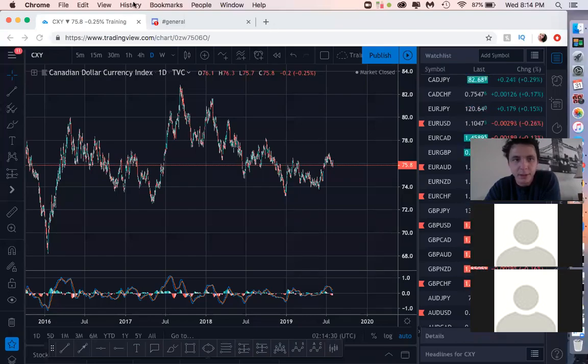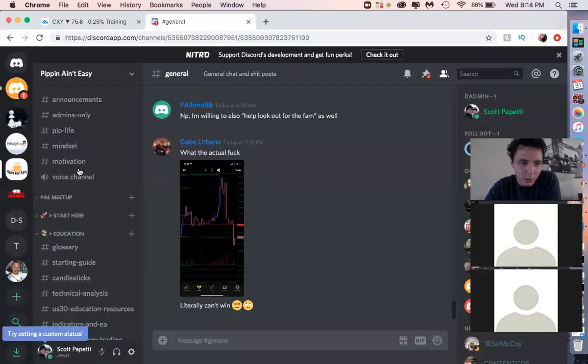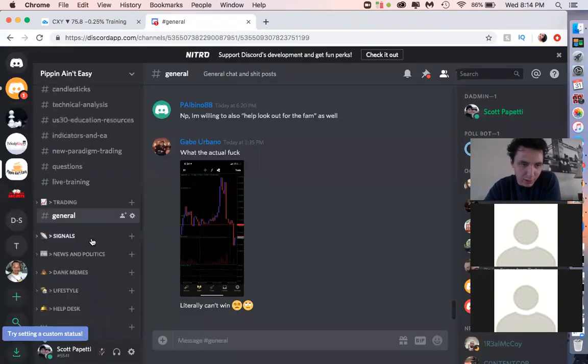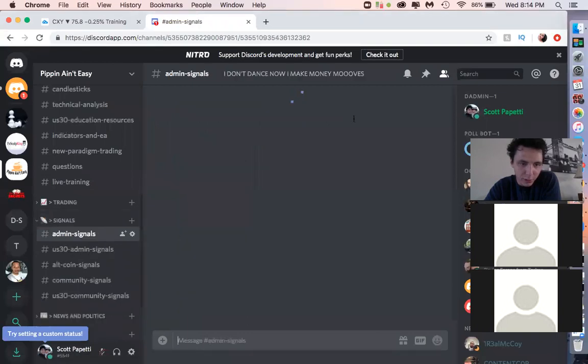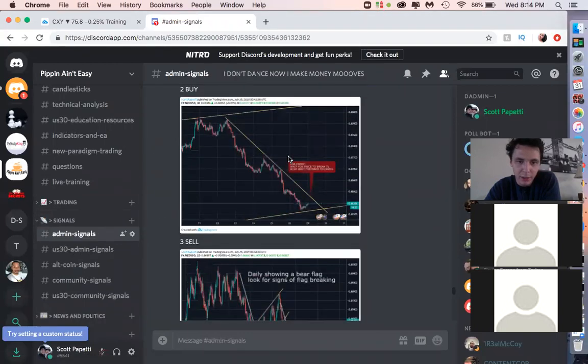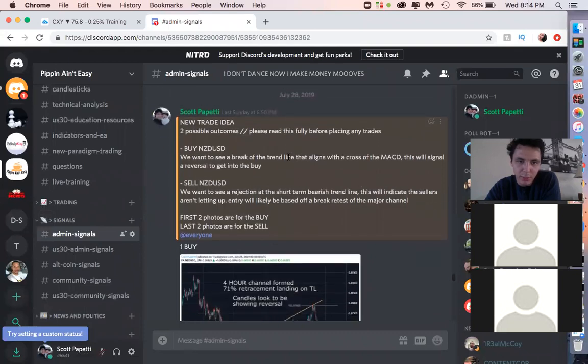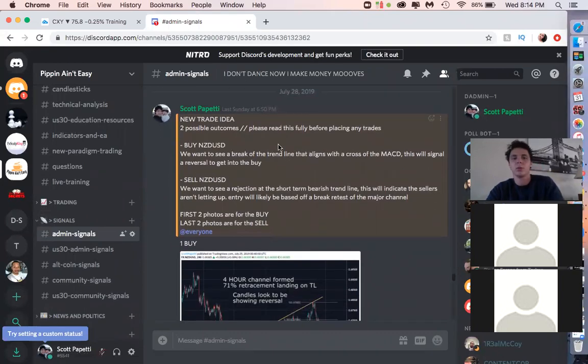Okay, so let's just hop right into it. I called on the admin signals in the Discord, NZD USD for a buy and a sell. Just kind of put it out as a trade setup. We were looking to see a break of the trend line to align with the cross of the MACD.